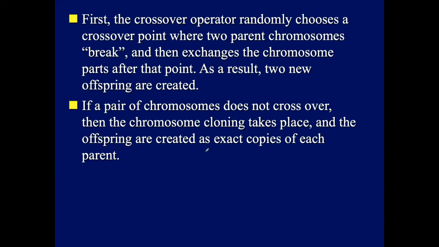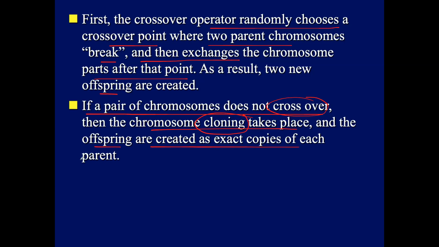In this case, we give more details about this crossover operator. What it does is that it randomly chooses a crossover point where 2 parent chromosomes break, and then exchanges the chromosome parts after that point. I will illustrate how that is done. So when we exchange the parts of the chromosomes, then we get new offsprings. Now, it is possible that a pair of chromosomes does not cross over, in which case chromosome cloning takes place. So here we encounter the term cloning, where the offspring chromosomes are exactly the same as their parents. We try to cross over the parents, but in the end, we end up with exact copies of the parents. So in this case, the offsprings are created as exact copies of each parent.